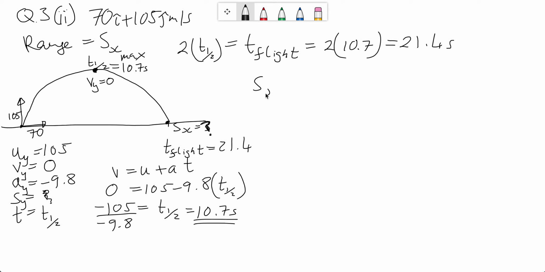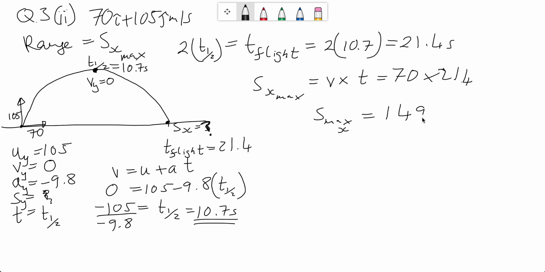So the distance x max actually equals velocity multiplied by time. If it's traveling at 70 meters per second, and it does that for 21.4 seconds, that means that the distance max in the x direction equals 70 times 21.4, which is 1,498 meters. That's the number I get for that. So that is the range.